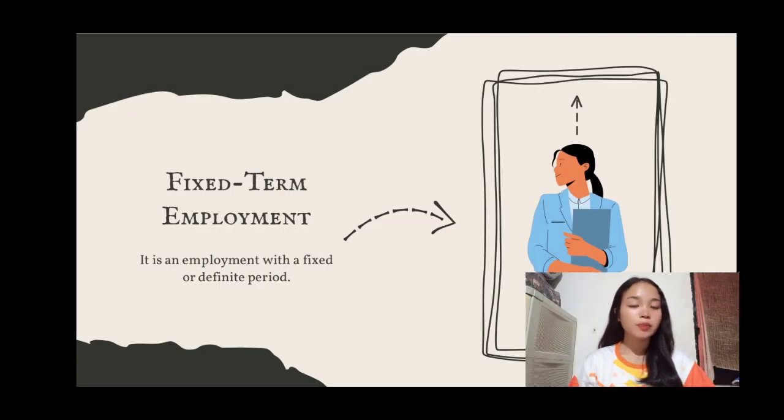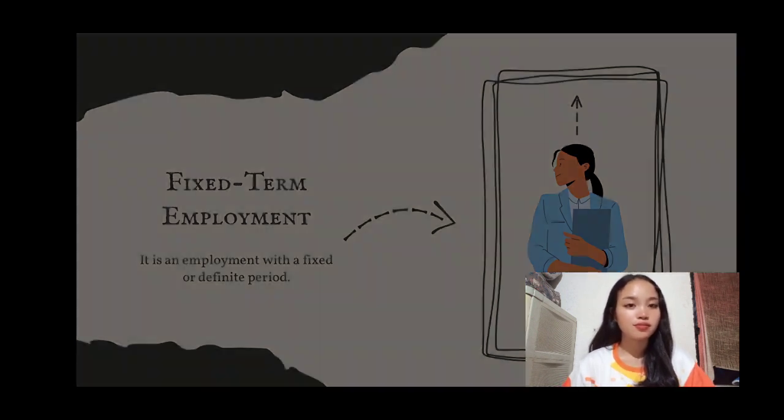Next is fixed term employment. It is an employment with a fixed or definite period. So, an example of fixed term employment is when a university hires a visiting professor for a 1 year term to teach a specialized course. The contract outlines the duration of employment, specifying that the professor's services are required for the academic year only. At the end of the term, the professor's employment concludes and the university may choose to renew the contract or hire someone else for the position.